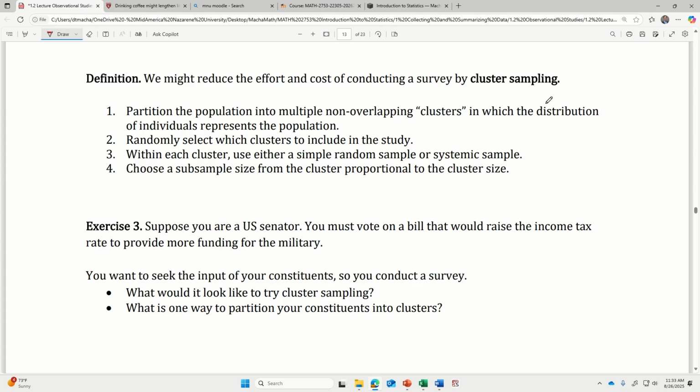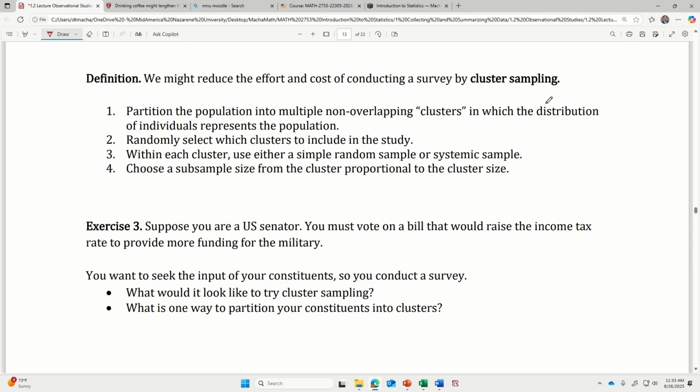Cluster sampling means this: I don't want to have to travel to every single city and town in Kansas to talk to constituents. It would be a lot of time and money and effort to have to travel between cities, to get in my car and drive all over the place.